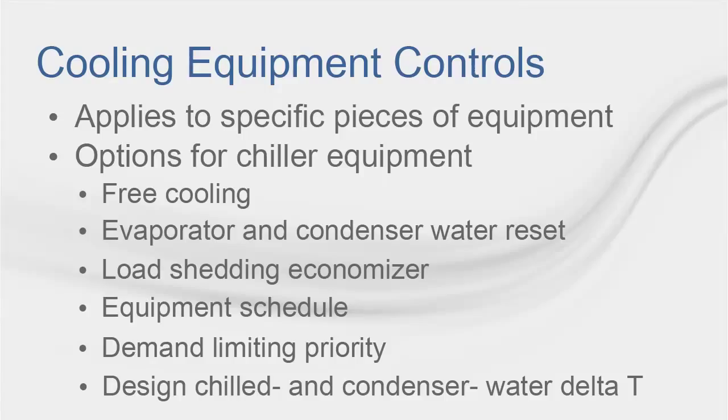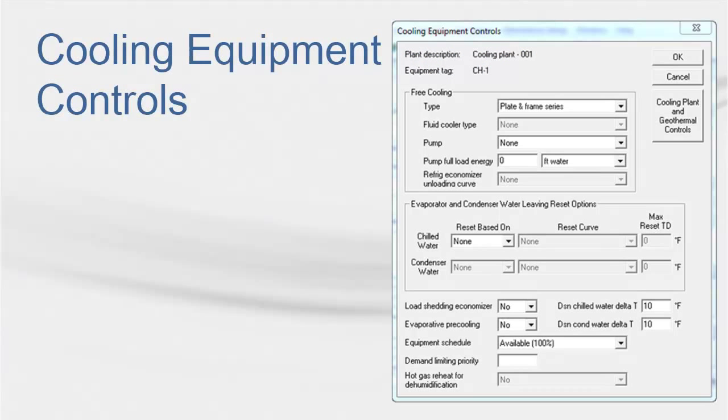However, look for these features to be discussed in future videos, and as always, you can find additional information using the F1 Help or User's Manual. Let's take a look at each of these options in detail. Upon clicking the Controls button on the Cooling Equipment tab, you will be presented with this window, which allows for each of these options to be configured. Free cooling allows for different water-side economizer techniques to be applied to individual pieces of equipment.